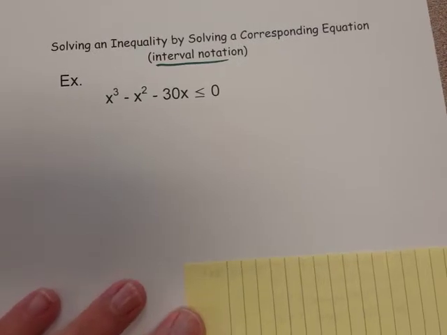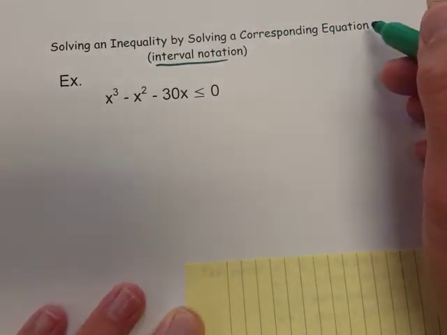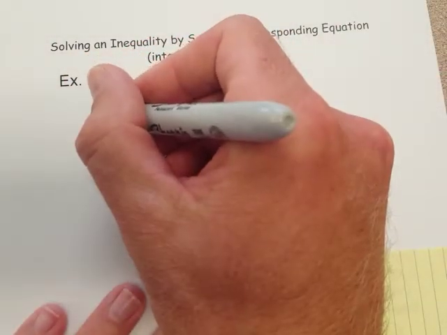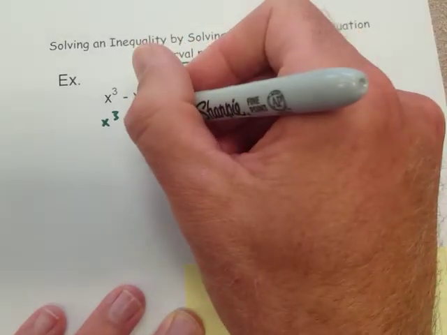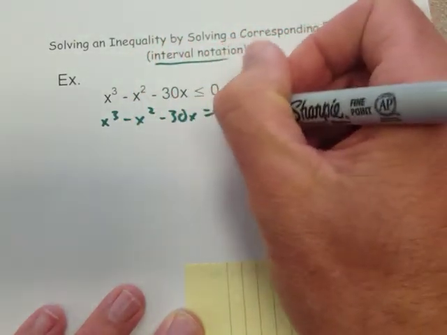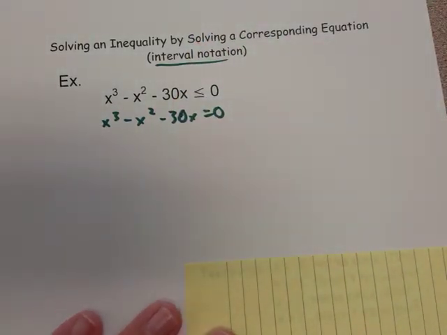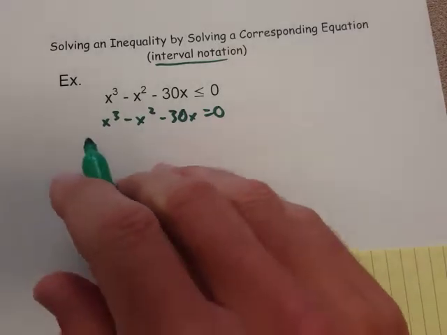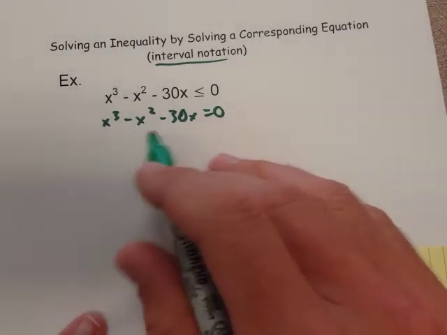First thing I would do with this one, since it says by solving a corresponding equation, just to make this a little simpler, let's get rid of the inequality for now. We'll deal with that later. We're just going to make it equals. Now, it doesn't seem like much of a change, but it really is. The whole purpose of that is we're going to factor this.